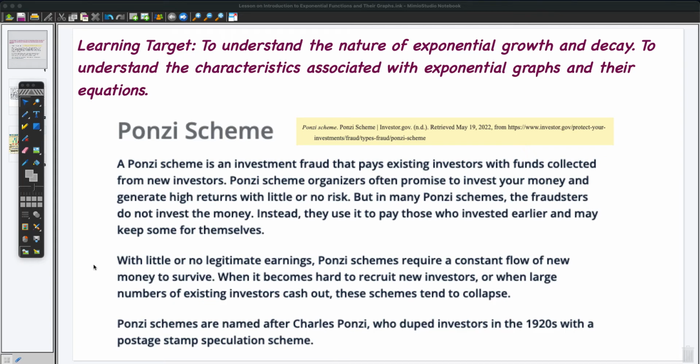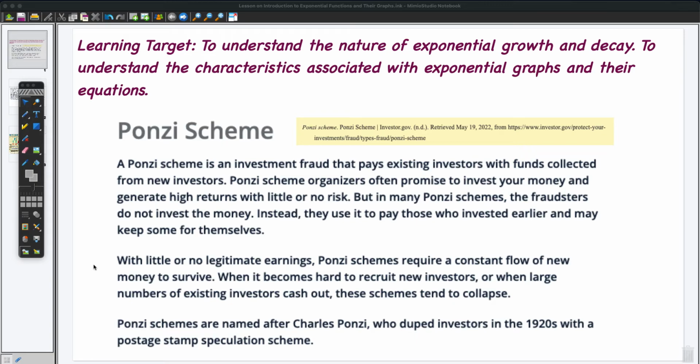Hey y'all. So we're here with the lesson on exponential functions, and what we want to do is introduce you to exponential functions and exponential growth. And then we want to get an idea of what an exponential function's equation looks like and how that relates to the graphs and what kind of characteristics these exponential functions have on their graphs.